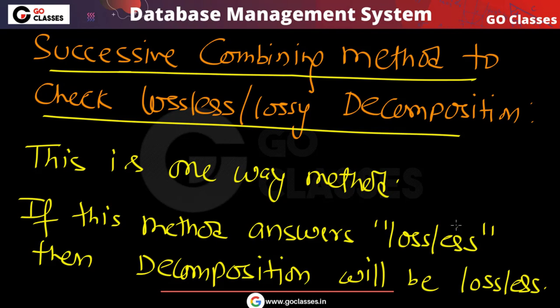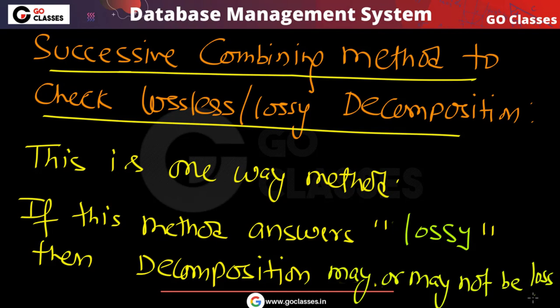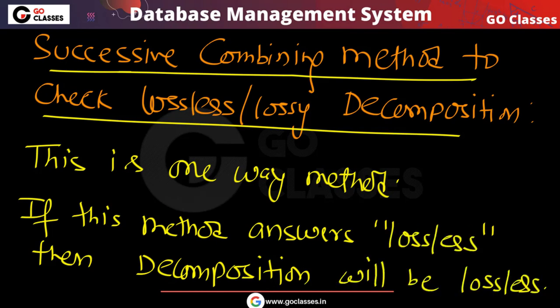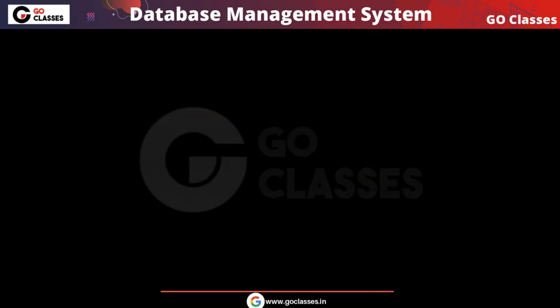So if this method tells you the answer is lossless, then the answer will be lossless. But if this method tells you the answer is lossy, then the decomposition may or may not be lossy, or I can say may or may not be lossless. So if this tells you lossless, the answer is lossless. If it tells you lossy, the answer can be lossless or lossy. Okay, so let us see what this method is.